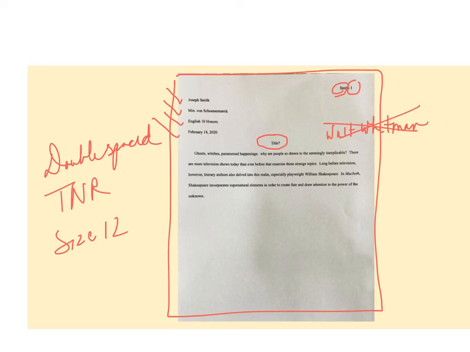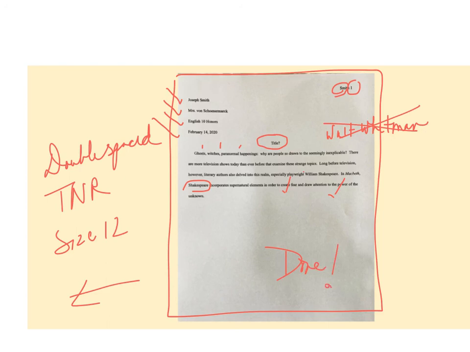And so my outline that I worked on in the prior pages would look like this. Ghosts, witches, paranormal happenings. Why are people so drawn to the seemingly inexplicable? There are more television shows today than ever before that examine these strange topics. Long before television, however, literary authors also delved into this realm, especially playwright William Shakespeare. In Macbeth, now my thesis said William, but I don't need to repeat it, so I'm just going to shorten it to Shakespeare. In Macbeth, Shakespeare incorporates supernatural elements in order to create fear and draw attention to the power of the unknown. Done.